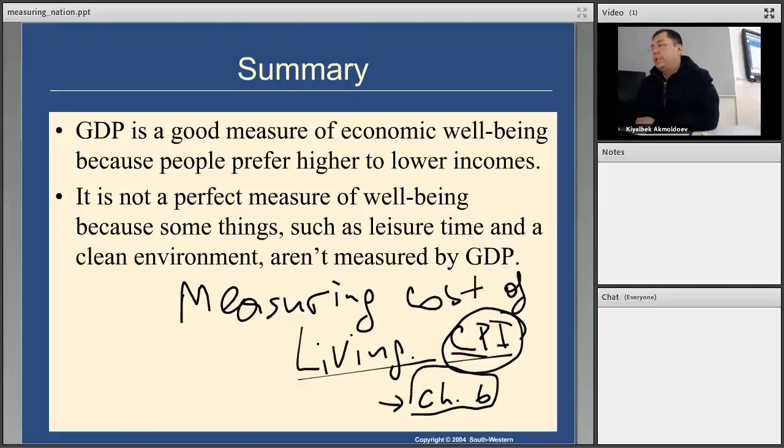This is the next chapter, chapter 6. I think I have sent the book. That is why you should study measuring the cost of living plus measuring a nation's income, as we have mentioned today. So you are responsible for two chapters, chapter 5 and chapter 6. The questions are going to be multiple choice. Please read, try to understand, and I hope it will be easy for you to pass this lesson.